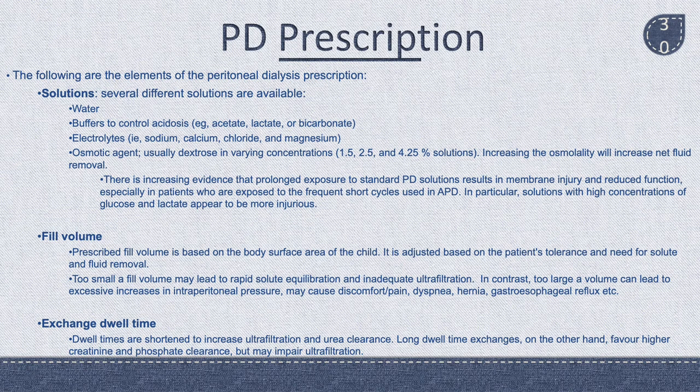When considering the actual prescription for peritoneal dialysis, certain elements need to be considered. Firstly, the solution that's used. There are a variety of different types of solutions that may be used, which include things such as water, buffers to control the acidosis, electrolytes, osmotic agents, usually dextrose in varying concentrations, 1.5, 2.5, 4.25%, and just note that increasing the osmolality will increase the net fluid removal.